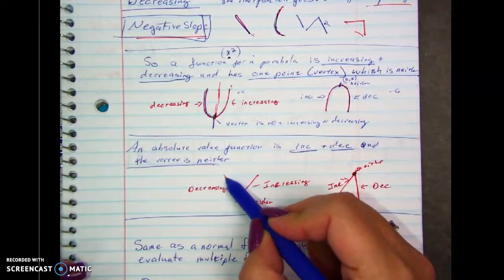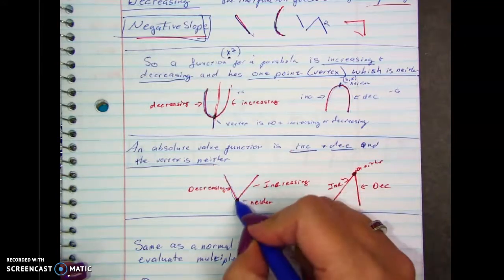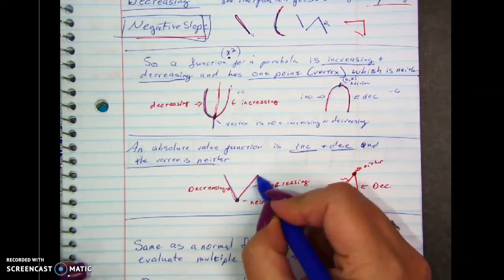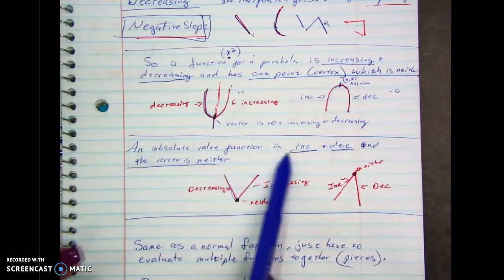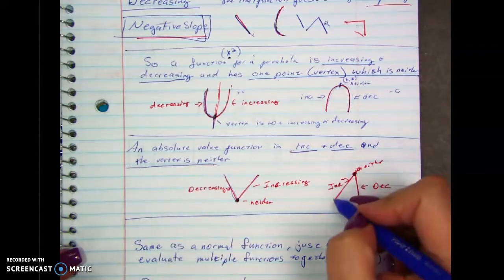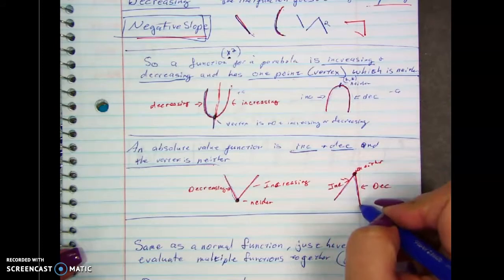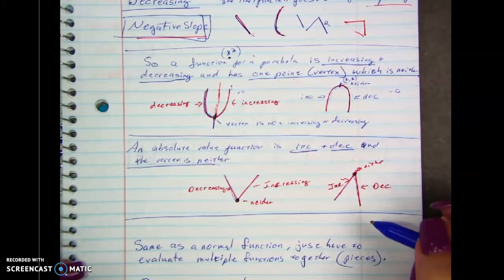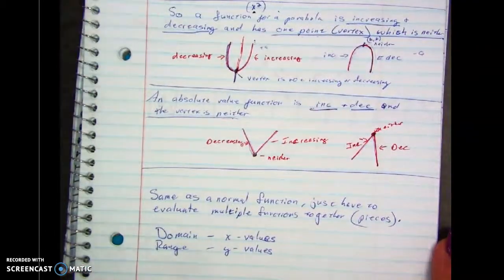So if it's going down, then it's decreasing here. It's not decreasing or increasing, and it's increasing here. So it's the same thing. It will increase and decrease, and the vertex, that point in the middle, is neither. So this side's increasing and this side's decreasing. If we look at it on a graph, it makes sense to us, right? It's when we just have the function. So just think of it, it's the same as a normal function.